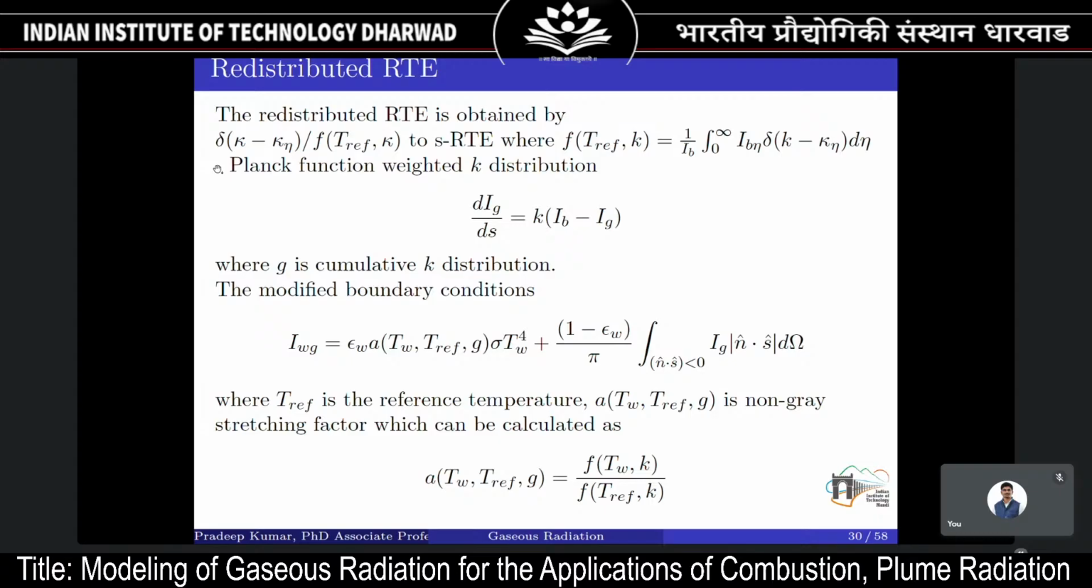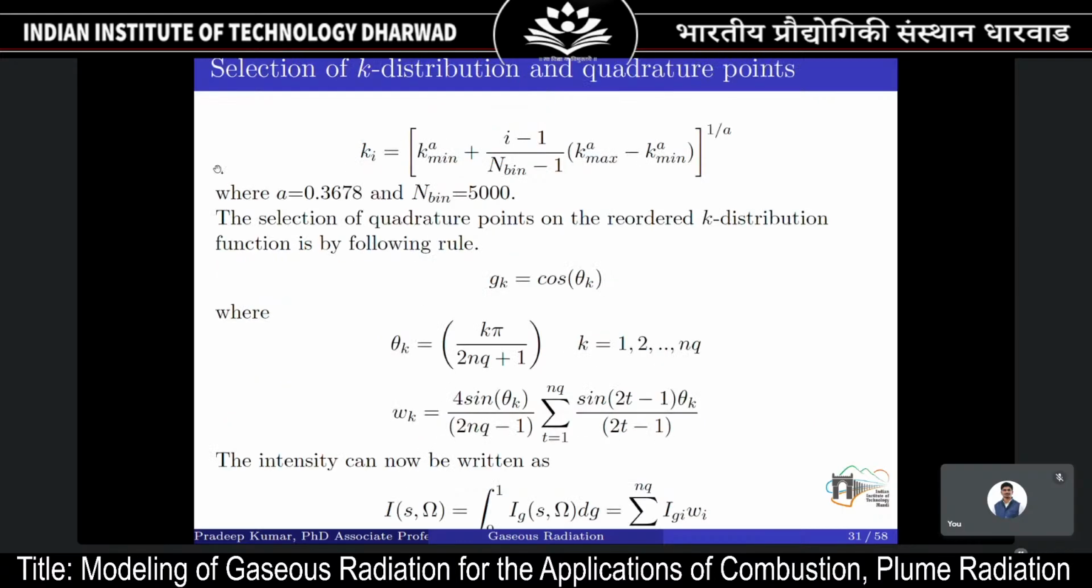Currently we are using one phenomenon at a time, just absorption and emission, and the spectral absorption coefficient is transformed to the G domain. Clearly, RT is also transformed, and it has an equation of almost similar nature, but in a different domain. The boundary condition is also modified, and it takes one more factor called the stretching factor, which is the ratio of FSK I at the wall temperature and the reference temperature. The rest are fine.